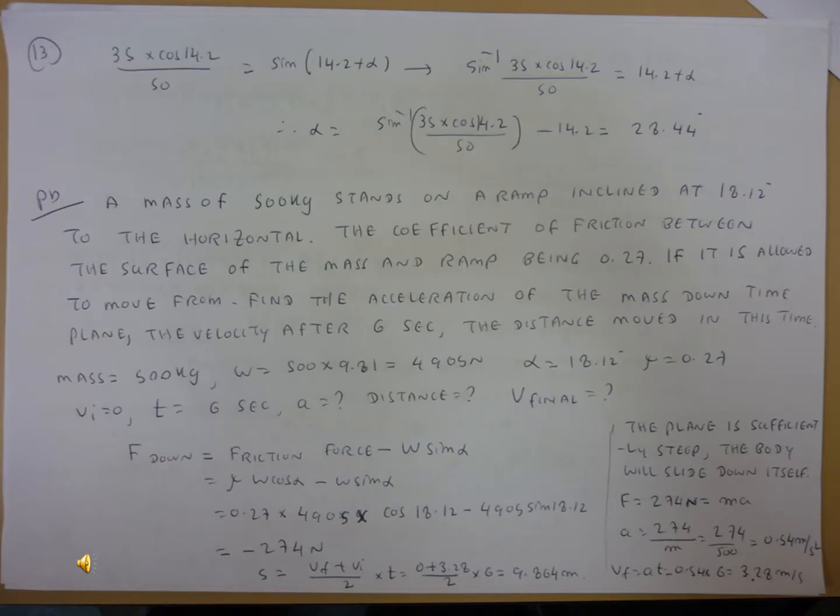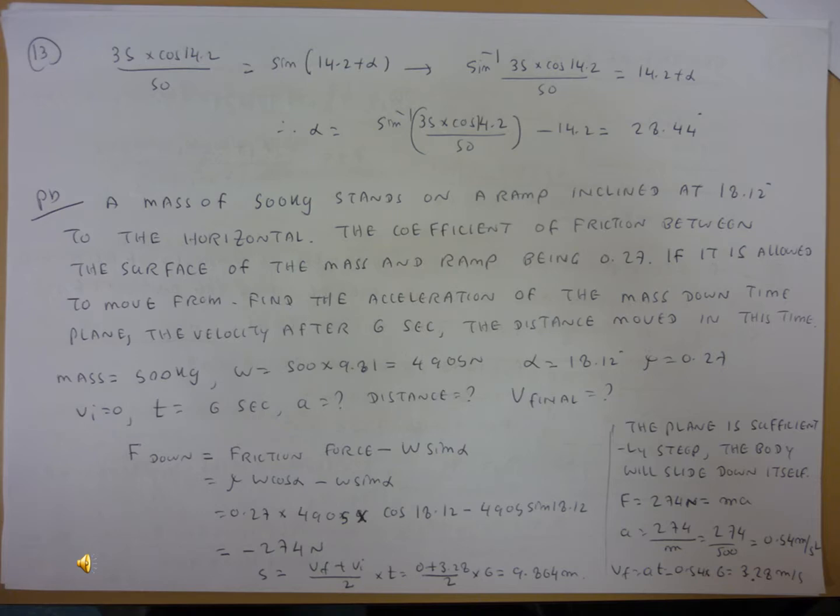And we will resolve this following problem. A mass of 500 kilograms stands on a ramp inclined at 18.12 degrees to the horizontal. The coefficient of friction between the surface of the mass and the ramp being 0.27. If it is allowed to move from rest, find the acceleration of the mass down the plane, the velocity after 6 seconds, and the distance moved in that time.